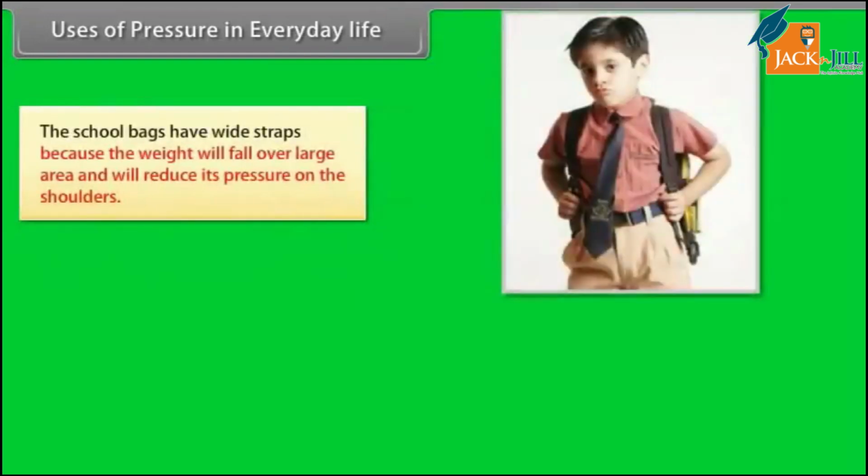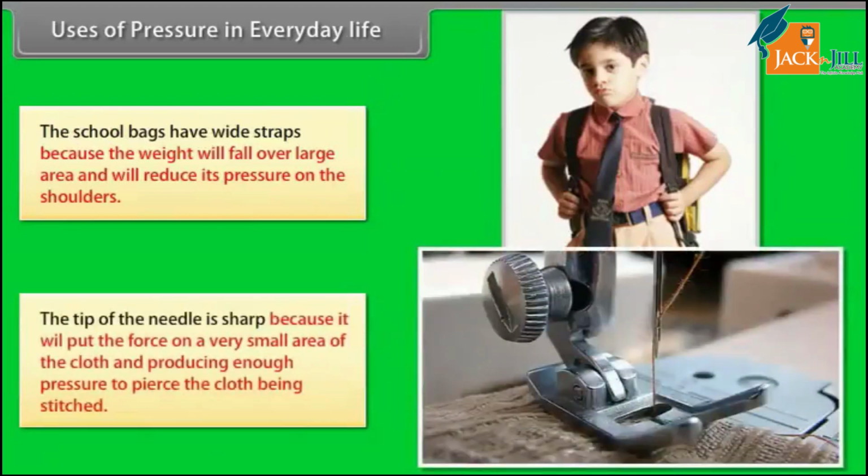Uses of pressure in everyday life. The school bags have wide stripes because the weight will fall over a large area and will reduce its pressure on the shoulders. The tip of the needle is sharp because it will put the force on a very small area of the cloth, producing enough pressure to pierce the cloth being stitched.